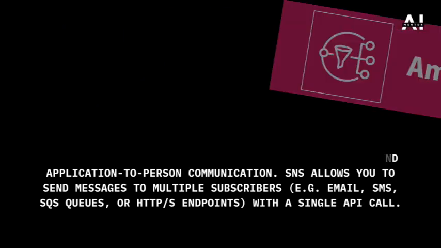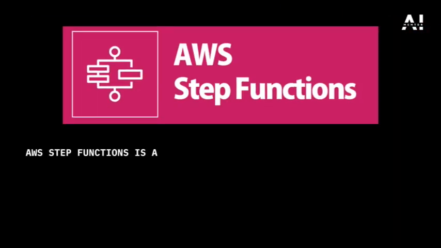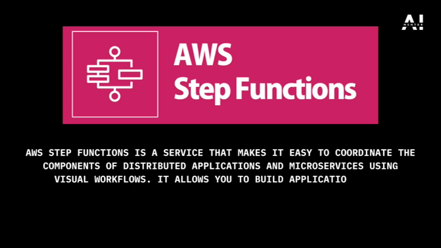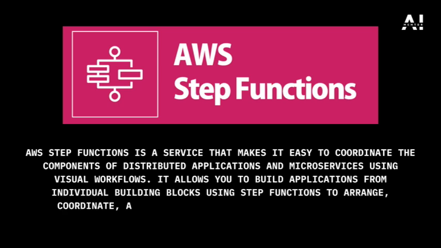SNS allows you to send messages to multiple subscribers, e.g., email, SMS, SQS queues, or HTTPS endpoints, with a single API call. AWS Step Functions is a service that makes it easy to coordinate the components of distributed applications and microservices using visual workflows. It allows you to build applications from individual building blocks using step functions to arrange, coordinate, and track the components of your application.